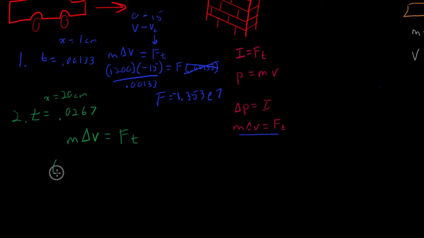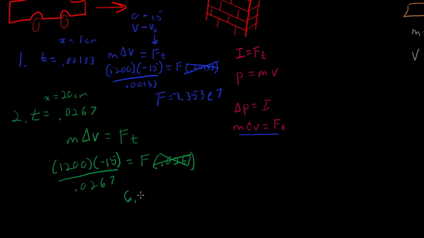Now let's try with a crumple zone. Now my mass and my velocity will be the same. But my time is different. So I divide both sides by that time. Getting rid of that, and I'll find my force. And there I get 6.742 E5. That's a negative again. That's going to be my force.